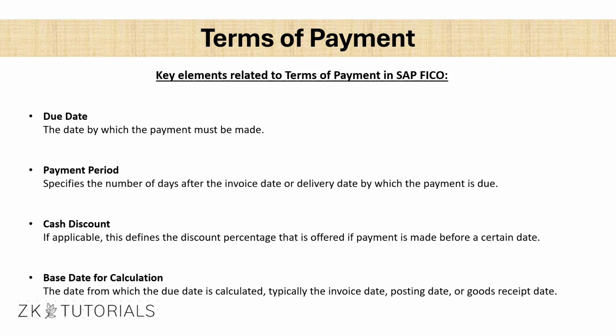And there is a base date for calculation. This means from which date we need to calculate the due date. For example, the invoice date is 1st of January, but we have posted the transaction on 2nd of February. This is called the posting date. So from which date do we need to calculate the due date: from the 1st January invoice date, or from the posting date, that is 2nd February? From which date do we need to calculate the 30 days? We can also give this in terms of payment.